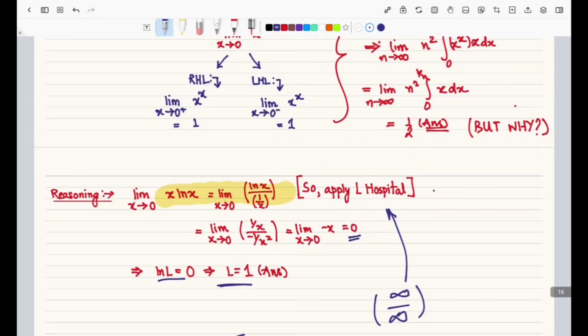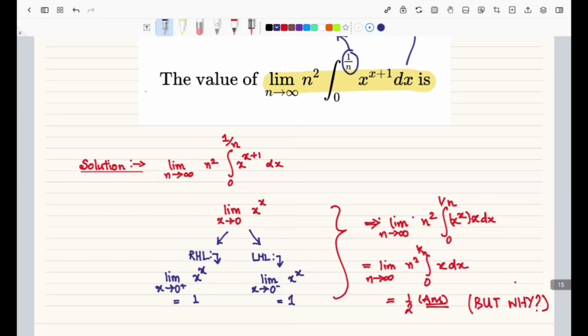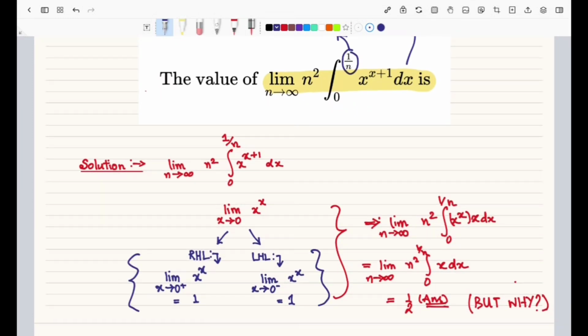Now moving on to the problem. We took the RHL of this. There is another basic proof, which is the RHL and LHL of this. This was not so intuitive, and it's very difficult if you solve it like this.